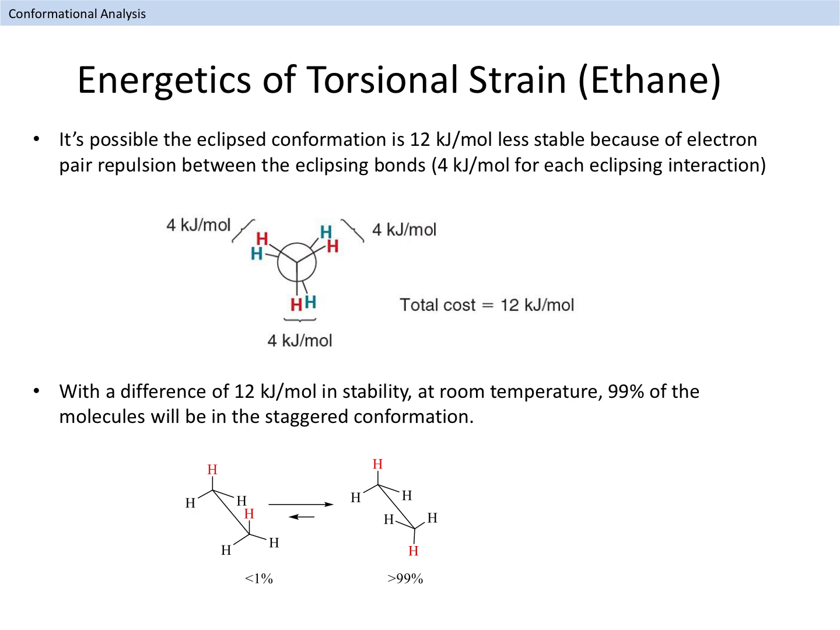For example, at room temperature, less than 1% of ethane molecules will be found in the eclipsed conformation, as almost all will be in the lower energy staggered conformation. This information is helpful, because it means we can predict, on other molecules, the spatial orientations of atoms.